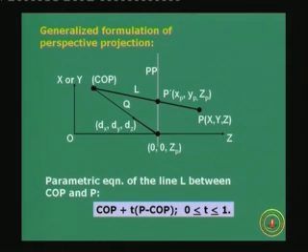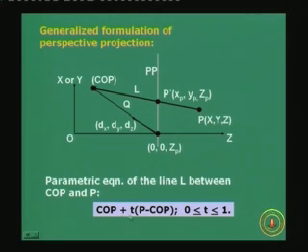if you are not used to the equation of a line in parametric form, which is being introduced today for the first time in this course, we will keep on getting this many a times as we keep going along. The parametric equation of the line between COP and P is given as COP plus t times (P minus COP).